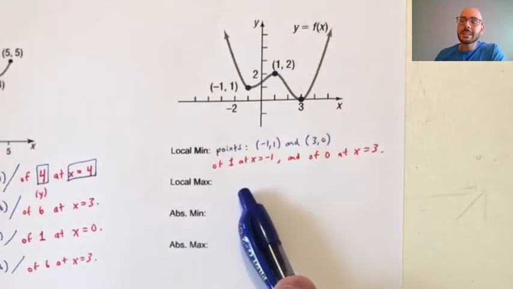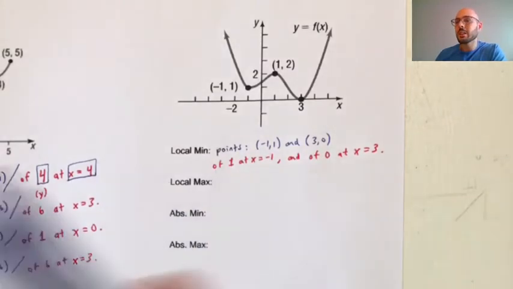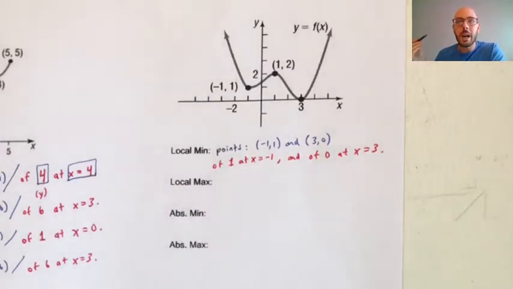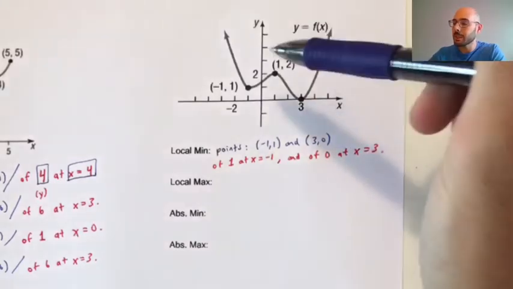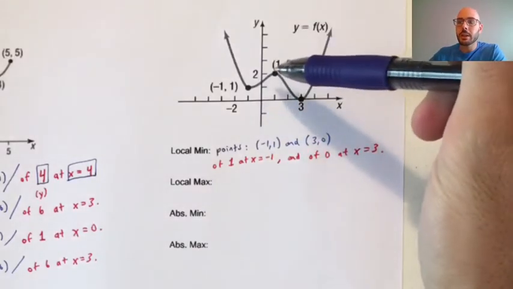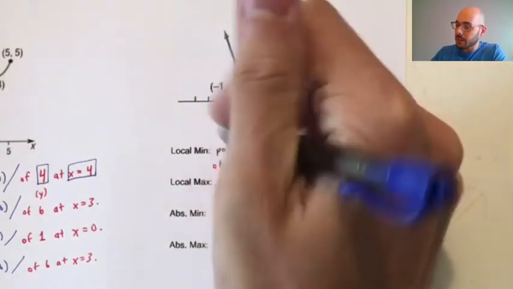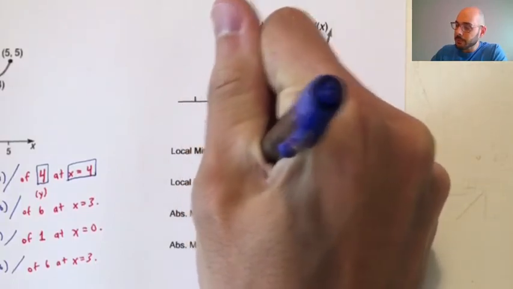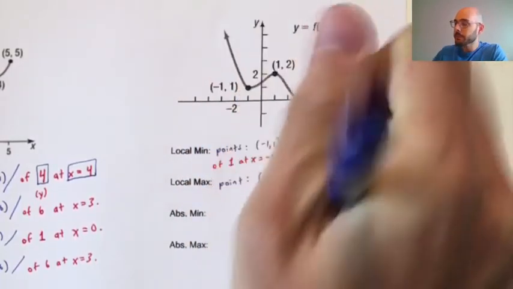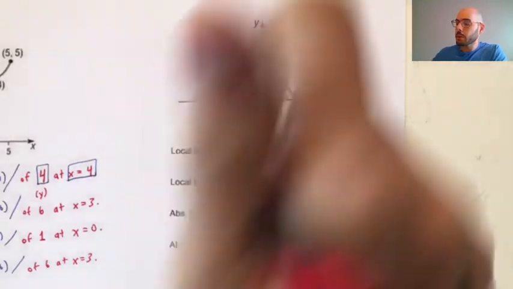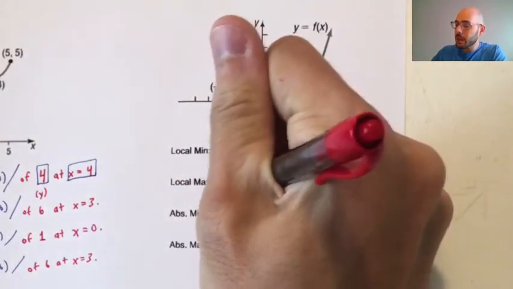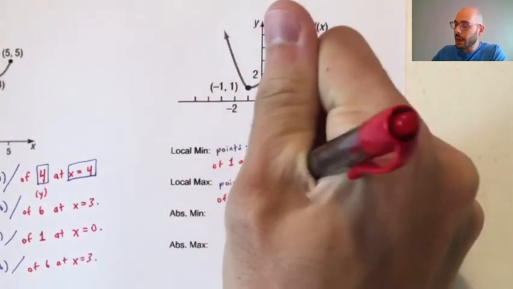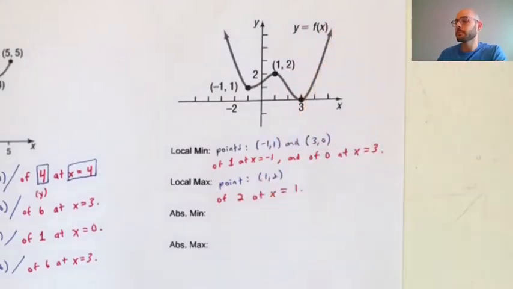All right, local max is up next. So also a hump, but it's a little high point on the graph, like a mountain top, a mountain peak. They're often called peaks. So we do have one of those right here at the point (1, 2). That's a local maximum. So we can write it as a point, or we can say we have a local maximum of 2 at x equals 1.